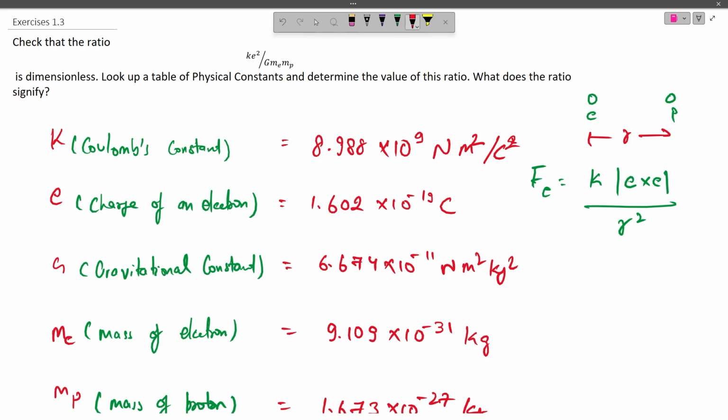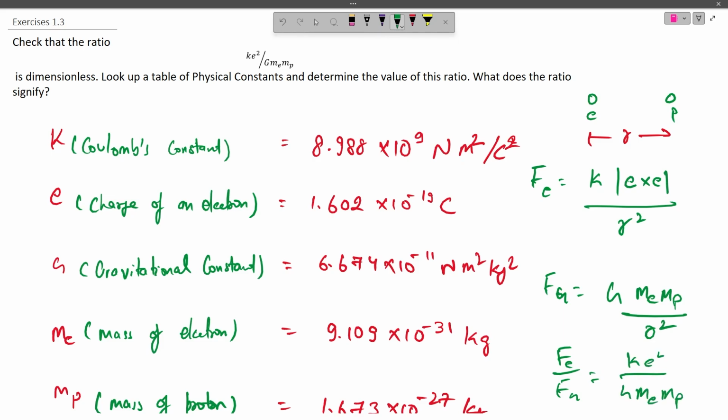Now similarly, we can write the expression for gravitational force like this. Fg would be equal to G, that is the gravitational constant, times mass of electron times mass of proton divided by r square. Now if we find the ratio, that is Fe by Fg, that would be equal to this given quantity, that is Ke square by G, mass of electron times mass of proton.